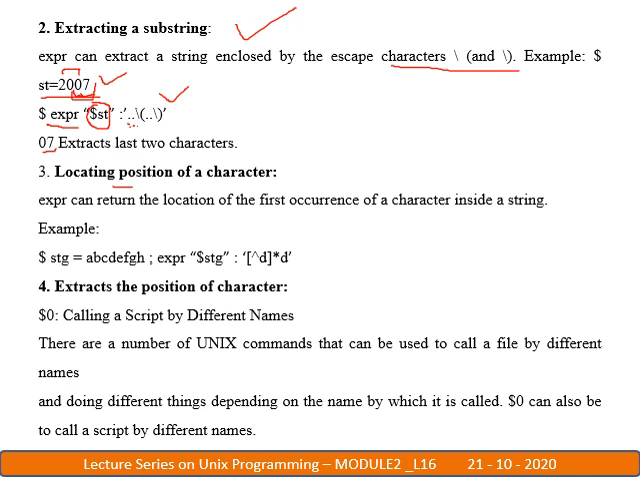Next one is locating the position of a character. expr can also return the location of the first occurrence of a character inside a given string. Here in the example, the string given is A, B, C, D, E, F, G, H. If I want to know where exactly the letter D or the letter E is located, the letter D is located at the 1, 2, 3, 4th position. Any position you want to know will be returned with the help of the expr command.